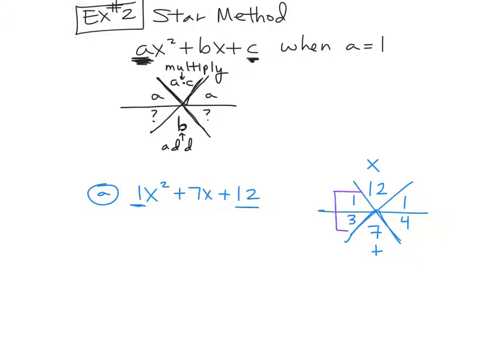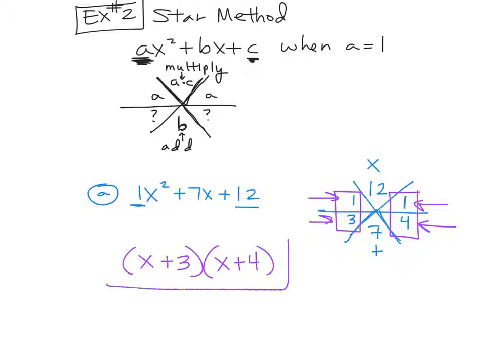Now this is your two expressions, your two factors. Your x is always going to go with your A term. So x plus 3, right? 1x plus 3 is one of your factors. And then the other one is going to be 1x plus 4. That is your answer. If you wrote it x plus 4 times x plus 3, that's okay.